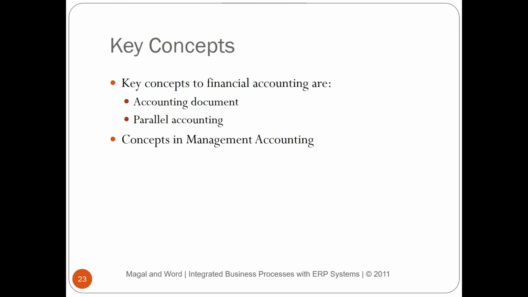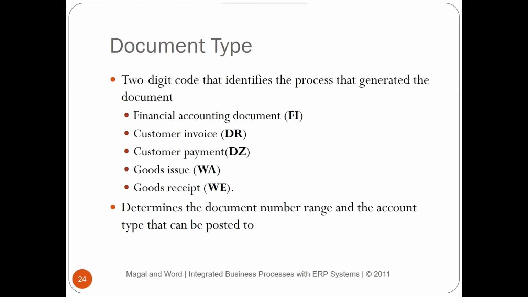Let's investigate some key concepts in this chapter. The key concepts in financial accounting are the accounting documents and parallel accounting. So the concepts are in the management accounting. There are accounting documents, and there are several document types. In financial accounting, documents or FI document records the impact of financial data of a transaction step on financial accounting.